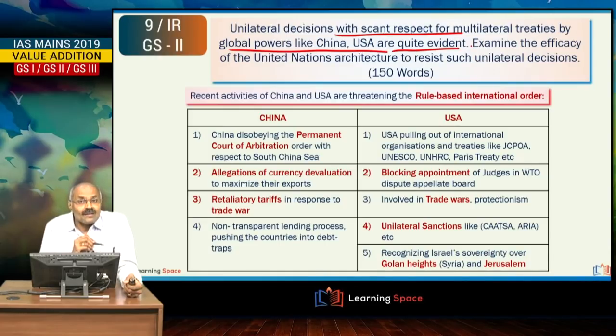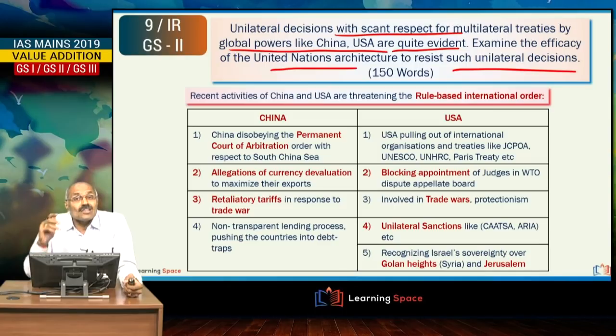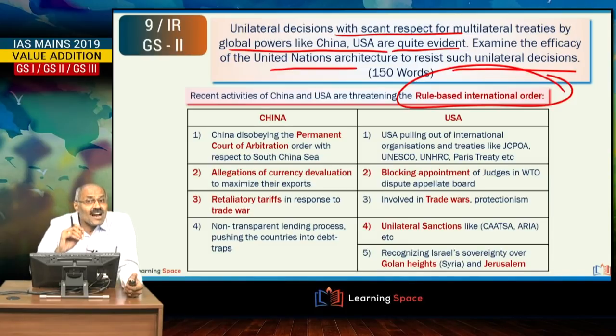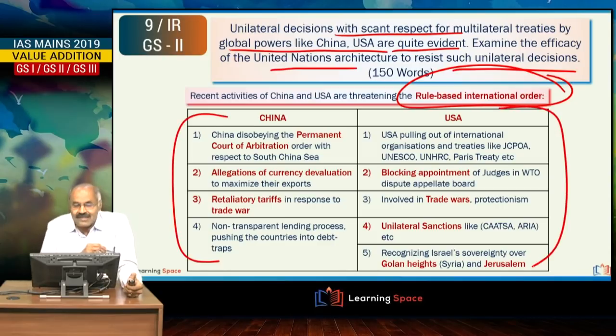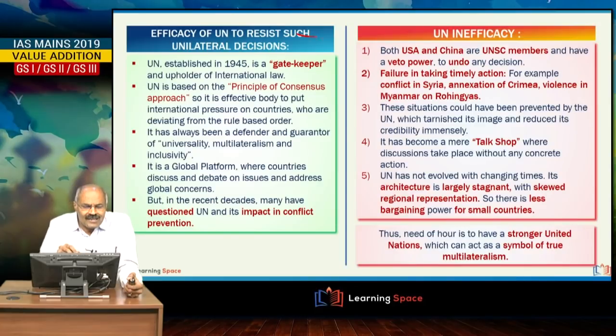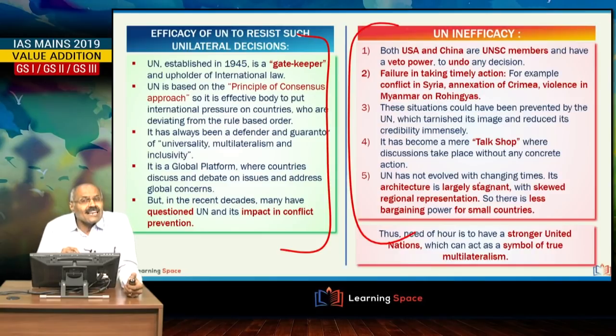are quite evident, right? Examine the efficacy of United Nations architecture to resist such unilateral decisions. Friends, China and USA, in fact, both the countries' actions are threatening the rule-based international order? First, give some examples of how the actions of China and USA are threatening rule-based international order. After that, why the United Nations was in fact designed, how the United Nations architecture is devised and what its inefficiency is, why it is not able to prevent such unilateral decisions, and what is the need of the hour.